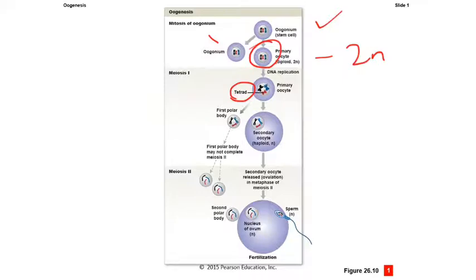So here is that primary oocyte splitting. The first polar body, like I said, is dysfunctional. It may or may not form 2 smaller polar bodies. And then the secondary oocyte, as you can see, is quite large, and it's haploid, 1N.